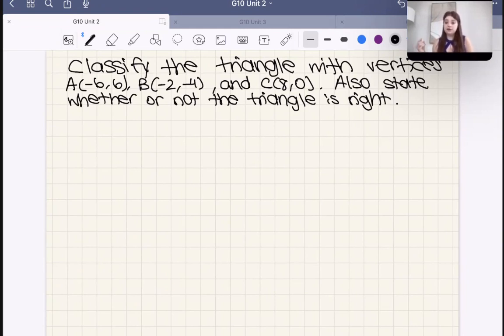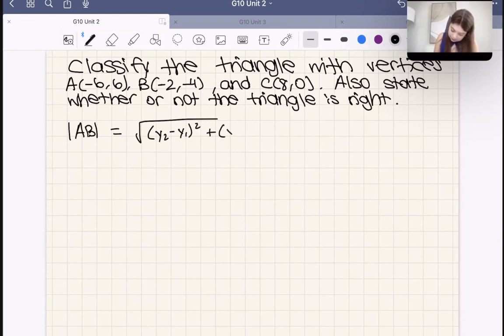Recall the distance formula, right? The length of a side, so length of AB, for example, is equal to the square root of (y2 minus y1) squared plus (x2 minus x1) squared, right? This is going to be the length. And here when I say y1, y2, x1, x2, I'm meaning the corresponding coordinates for A and B because we're finding length AB. Okay, so let's do that.